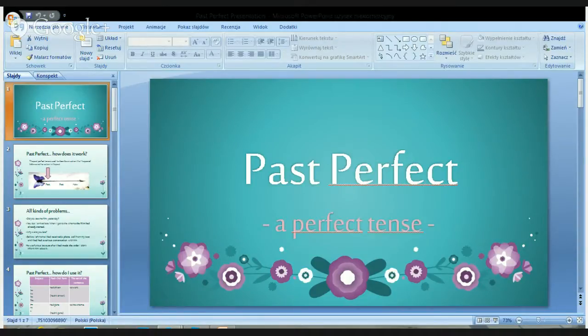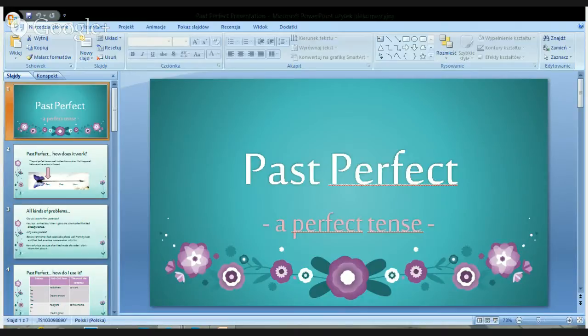All right, then. So how do we actually use it? As you can see on the table, we have a subject, then had, and then a verb in third form, which is the past participle, and then the rest of the sentence. So, for example, we get, I had driven to work, or I hadn't driven to work.